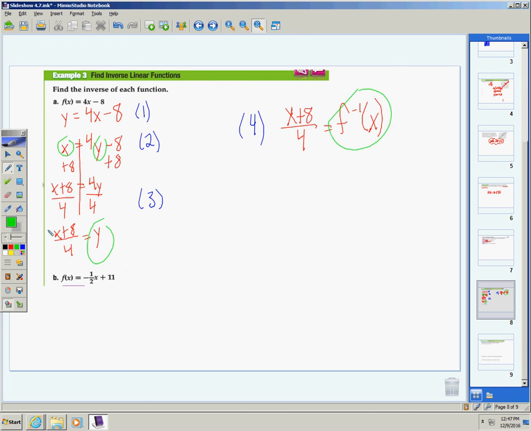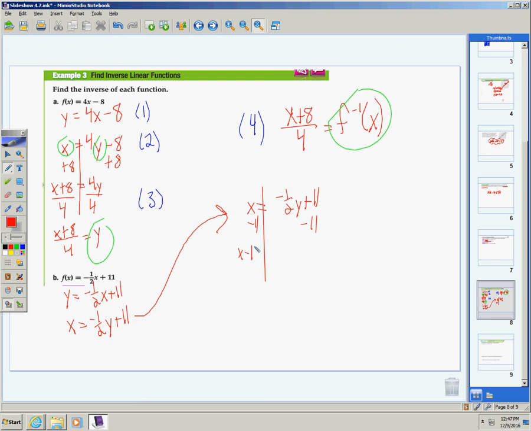So now to do part B, same thing. Rewrite it with a y. Then I'm going to switch around the x and the y. And now I go ahead and I solve for y, which I'll go ahead and do up here. I'm going to start by subtracting 11. So I get x minus 11 equals negative 1/2 y.